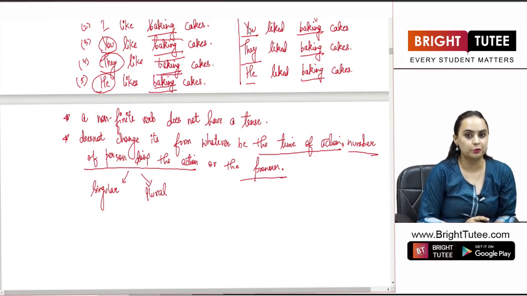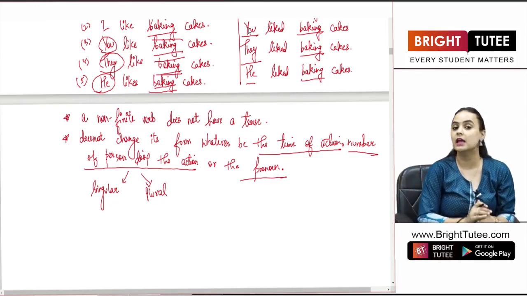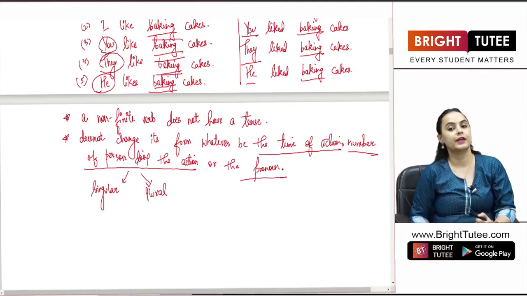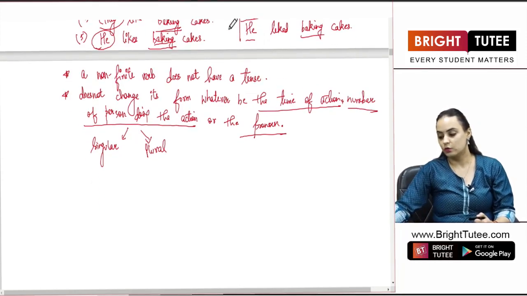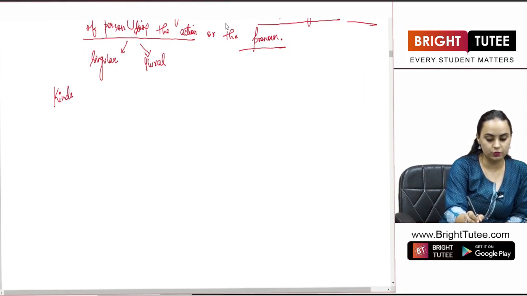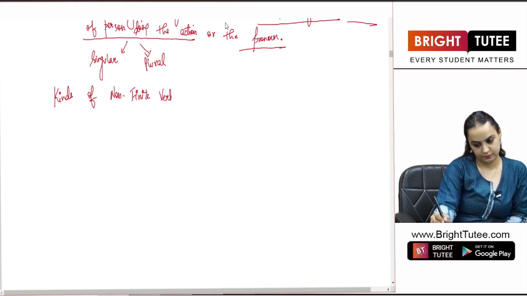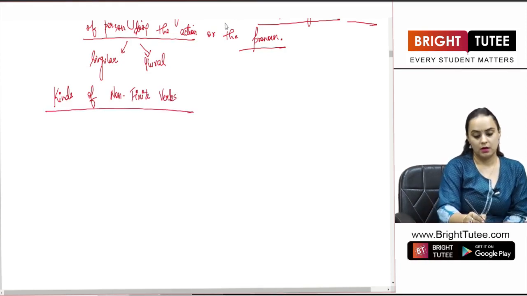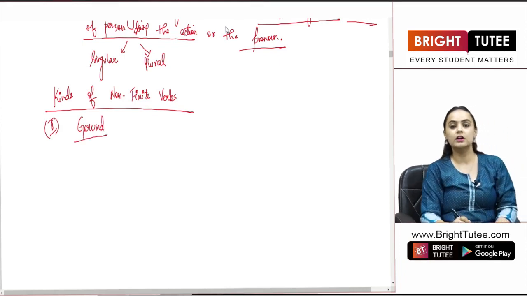Or the pronoun, whether the pronoun is a first person, second person, third person, that also does not affect your non-finite verb. Now we are going to talk about the different kinds of the non-finite verbs. The first type of the non-finite verb is a gerund. It is known as a gerund.